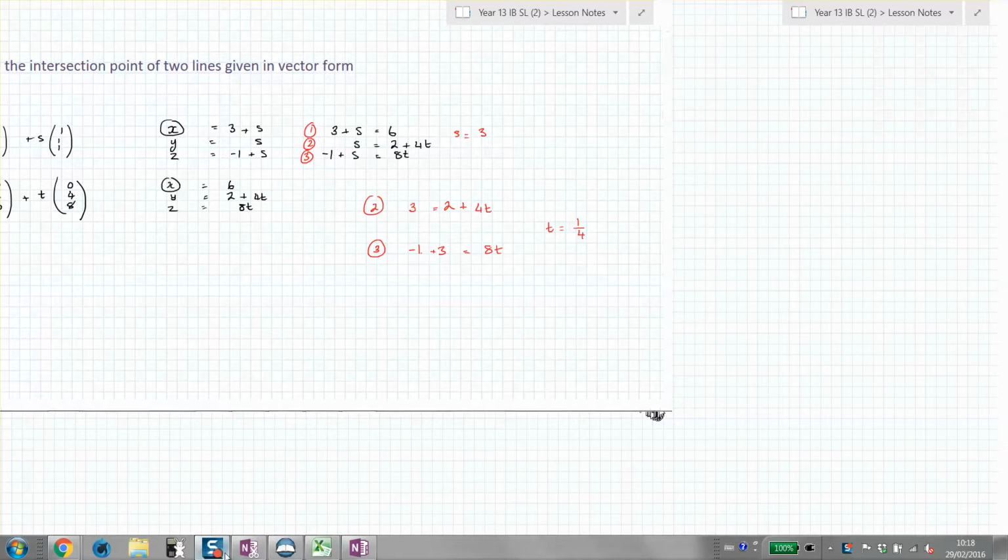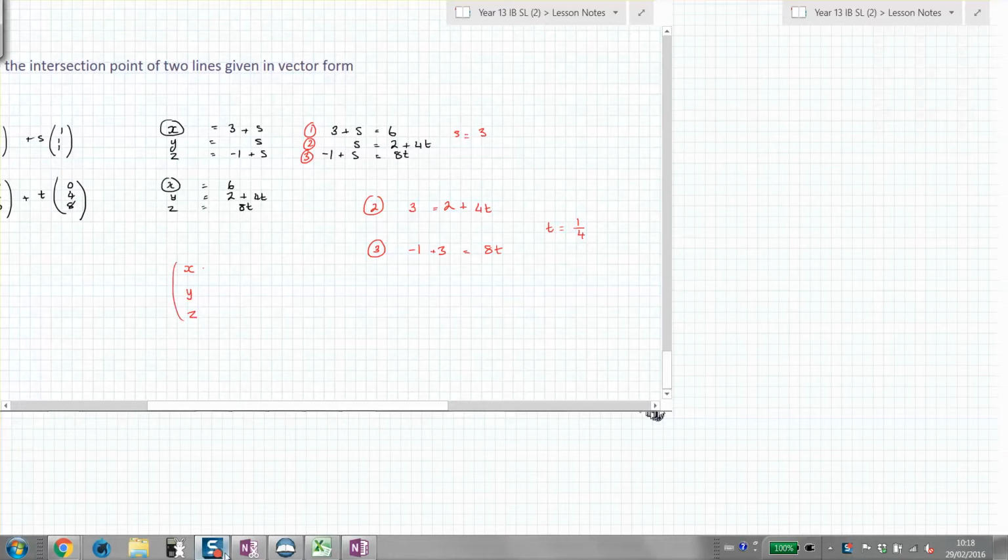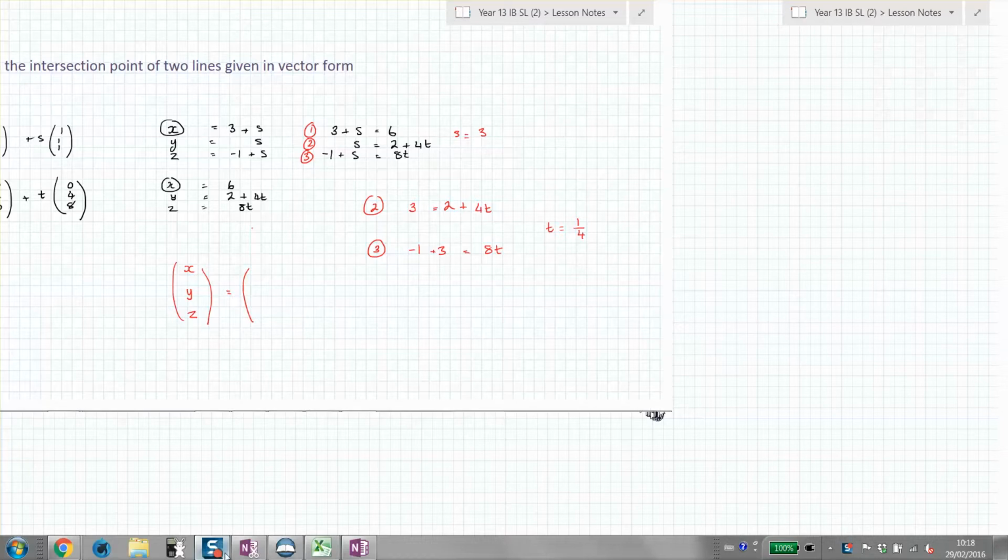So I've worked out what s is, I've worked out what t is. So now I need to figure out what the coordinate is where they match. So we reckon x, y, z will be what? Well, we should match. So this is the thing. If we go through that process and everything works, then we know we've got an intersection. If after finding s and t it doesn't work for both sets of equations, we know we've got an issue.